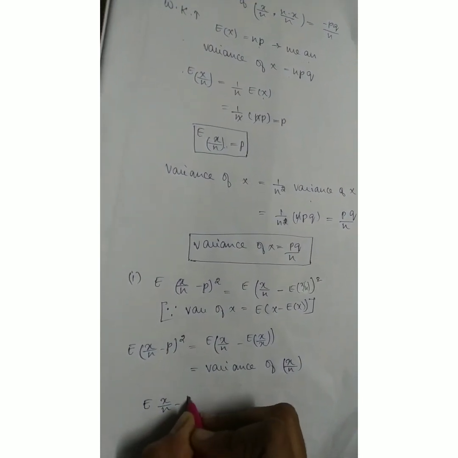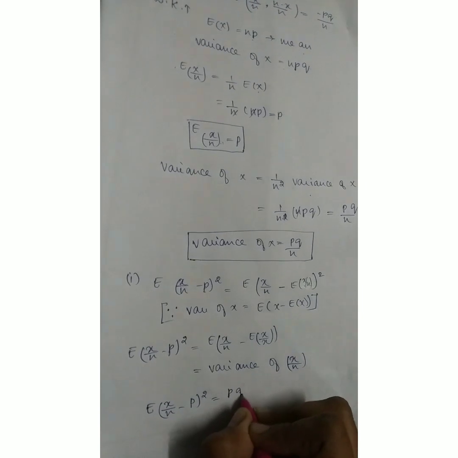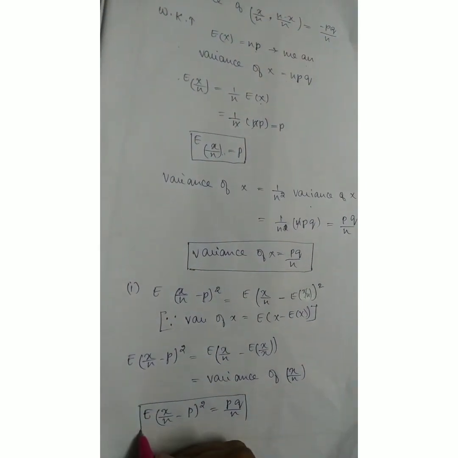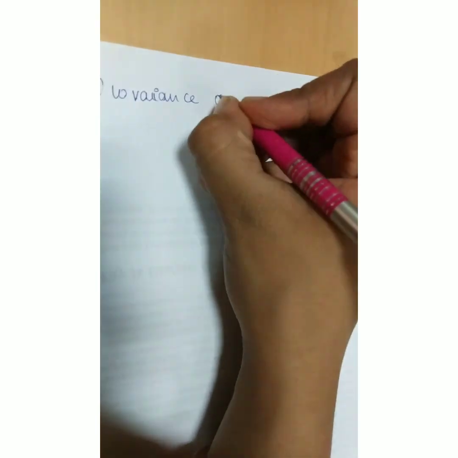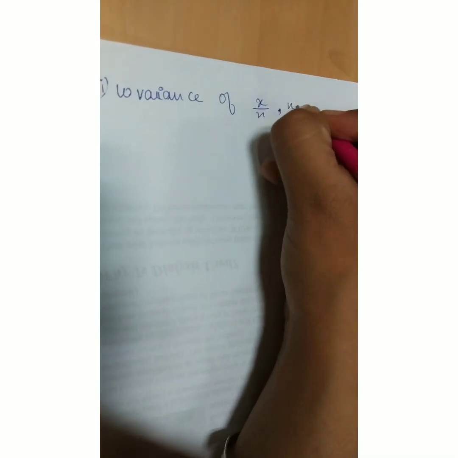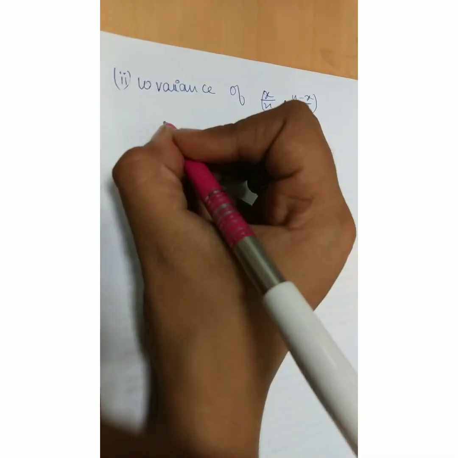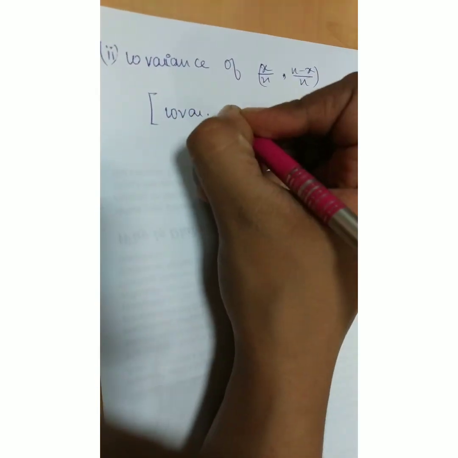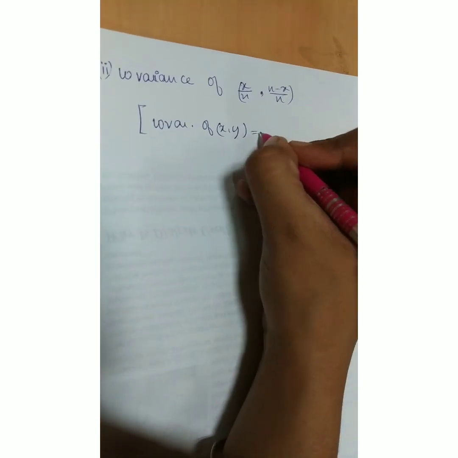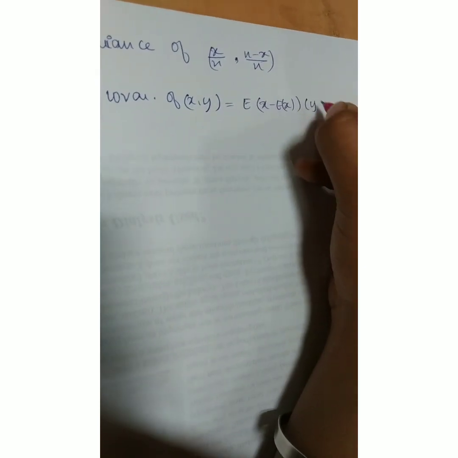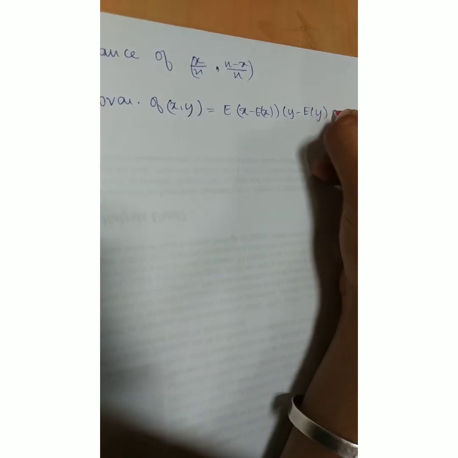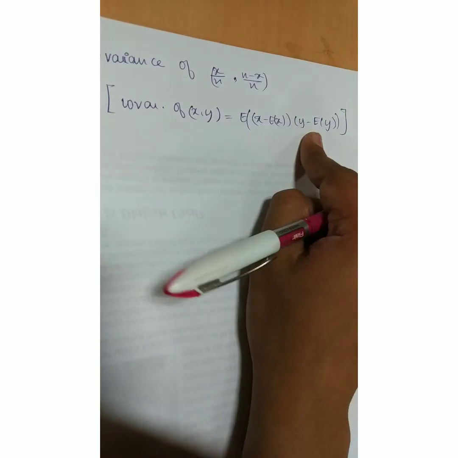Therefore, E of (x minus p) the whole square is equal to pq. We take it from the above equation. Followed by the next result, covariance of x by n comma n minus x by n. The formula for covariance of x comma y is equal to E of (x minus E of x) into (y minus E of y), and the E outside belongs to both.